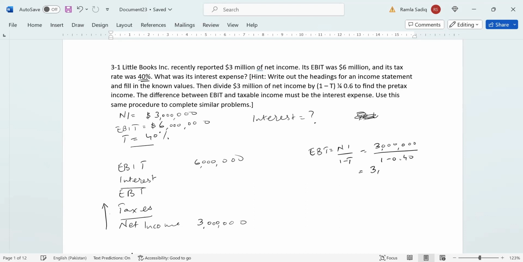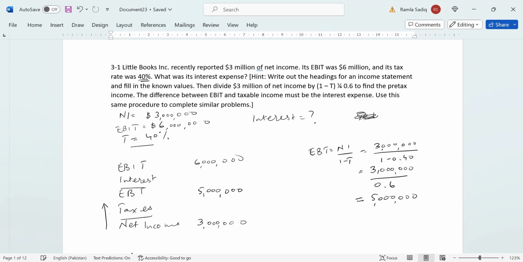So 3 million divided by 0.6, and that will give us an answer of 5 million. If we plug this into a calculator, we are going to get 5 million. So our EBT is equal to 5 million.